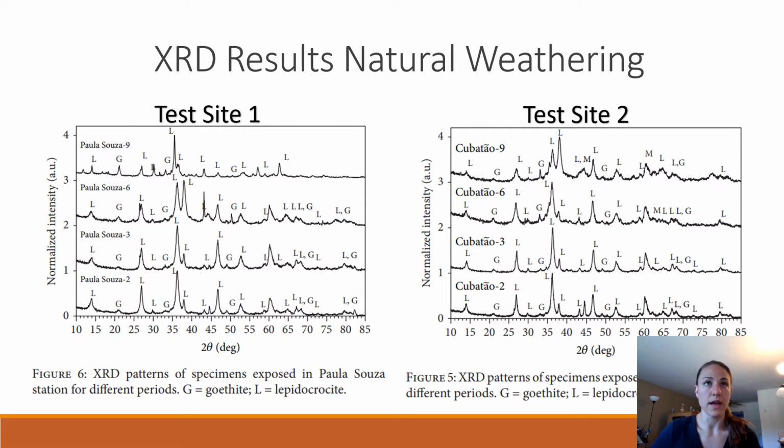These are the XRD results for the natural weathering parameters. Site 1, again, was the polluted environment, and the major phases that we're seeing are lepidocrocite and goethite. Site 2, our industrial environment, we are seeing lepidocrocite and goethite. And then if you look at the 6-month marker, we're starting to see magnetite, and even more so after 9 months in test site 2.